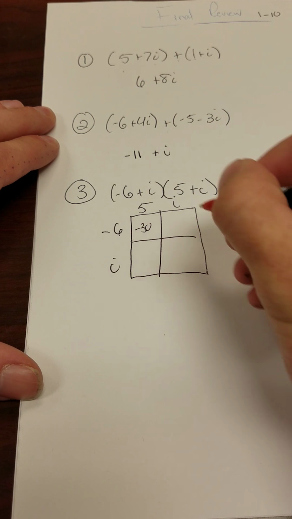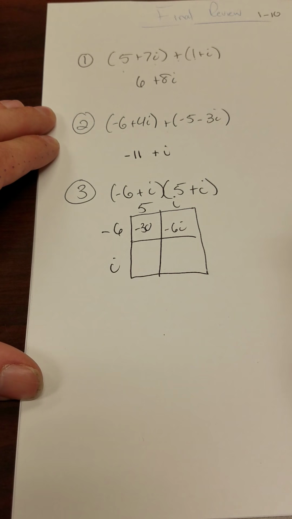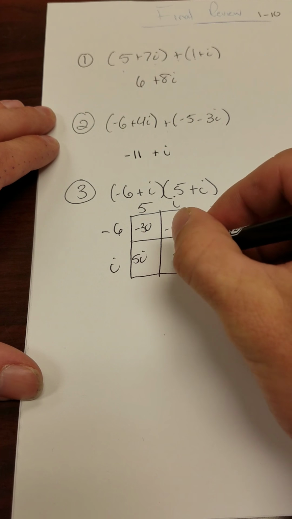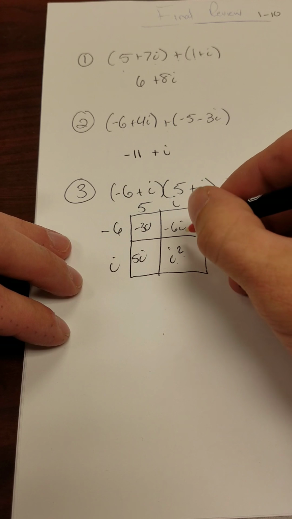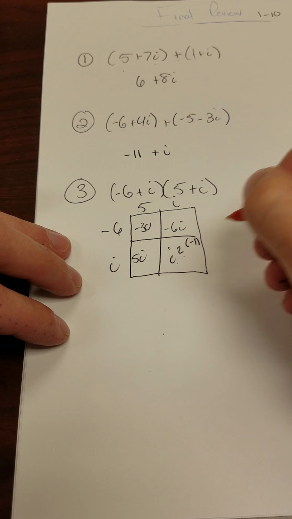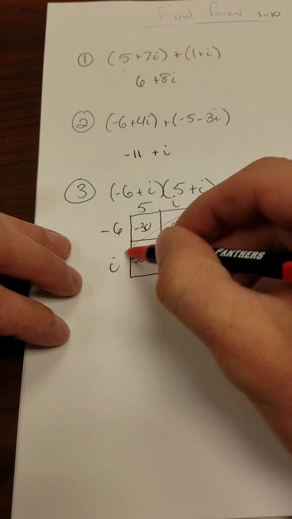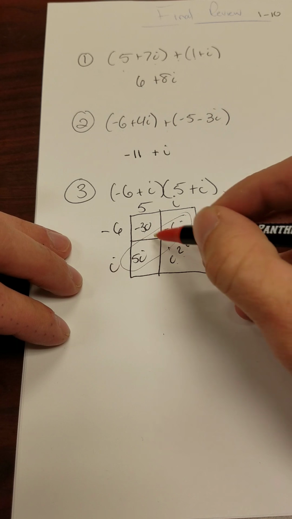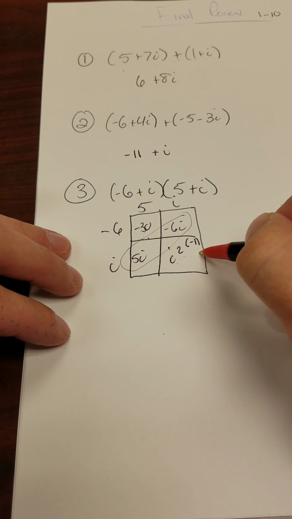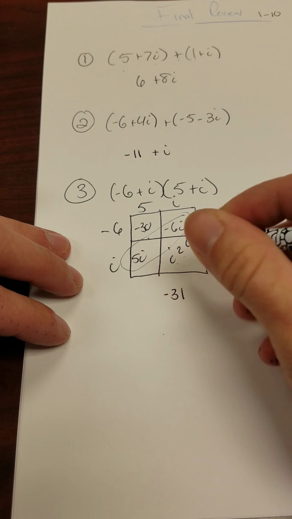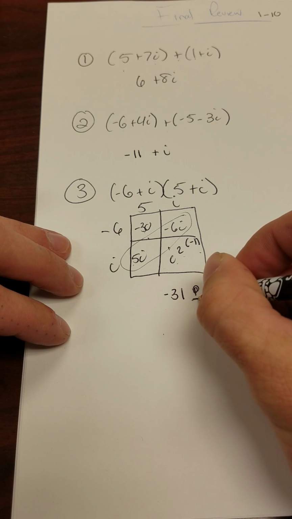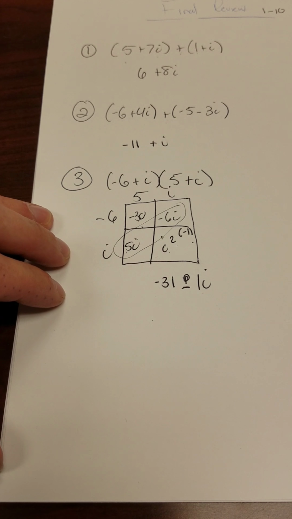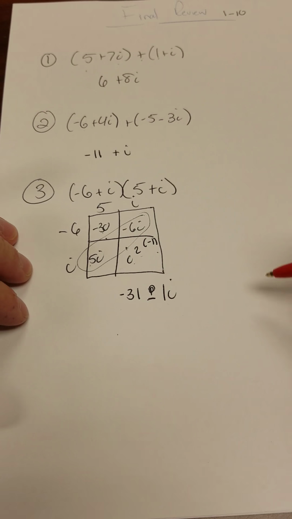Negative 6 and i, 5 and i. So this is negative 30 minus 6i, positive 5i, and this is i squared. One thing I hope you remember is i squared is negative 1, so this is actually just a negative 1 right here. Combine like terms, and then you actually have like terms right here as well. So negative 30 minus 1, negative 31, negative 6i and 5i, minus 1i. Okay, so remember the i squared is a negative 1.